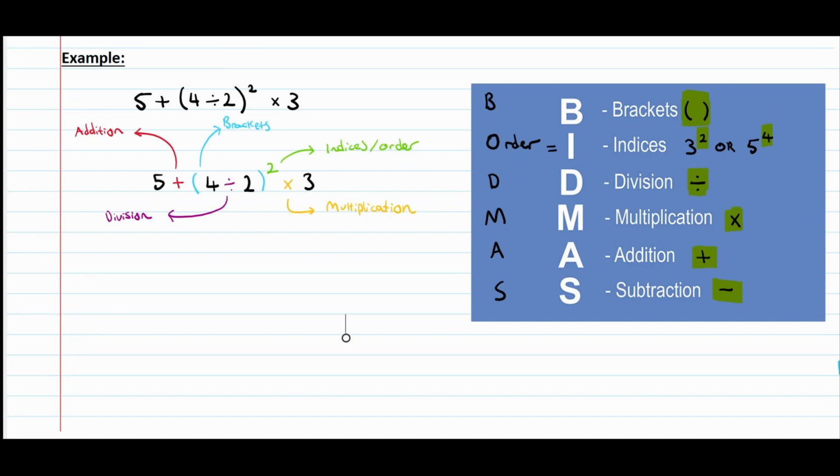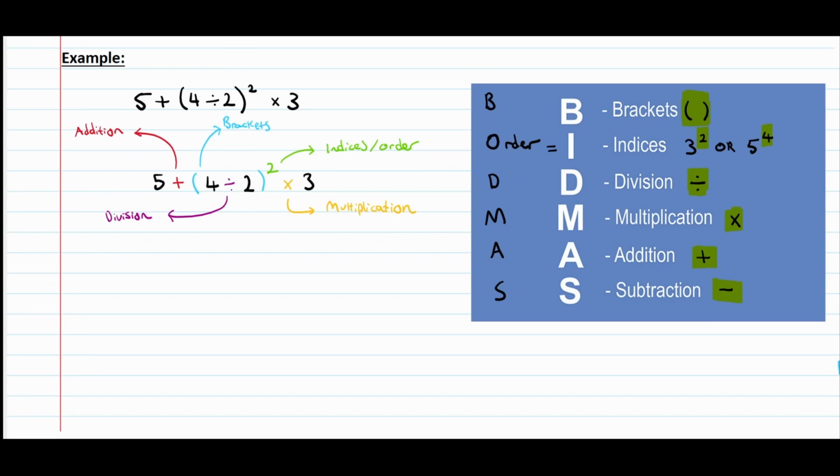I've just rewritten the whole example, but I've color-coded it and labeled what operation is which. If we look at it, we have addition, we have brackets, we have division, we have indices or an order, and we have multiplication. We don't have subtraction, which is fine. It's one of the last things to deal with anyway. The first thing in the problem from left to right we see is the plus in red, the addition. But that does not mean we have to deal with the addition first, just because it's farthest to the left.